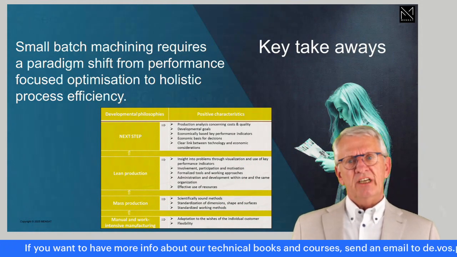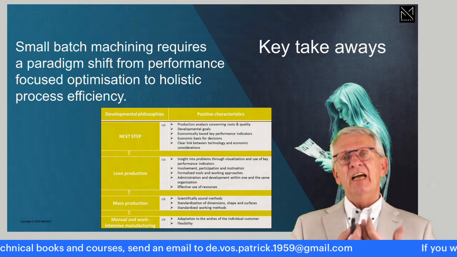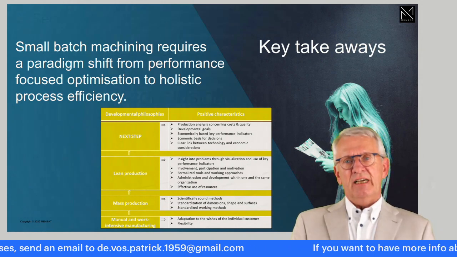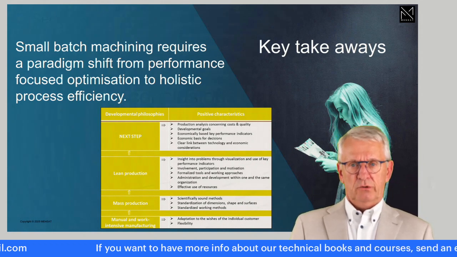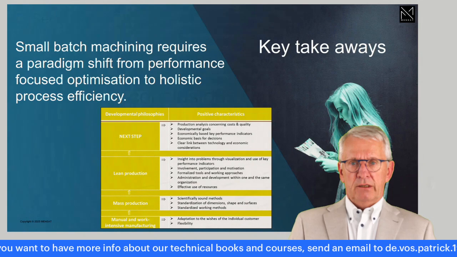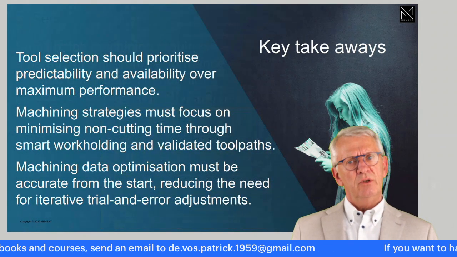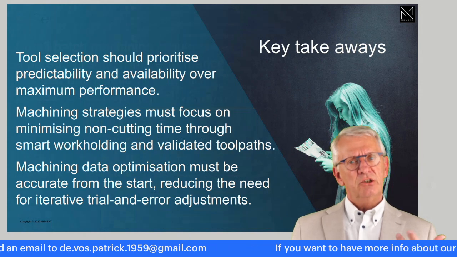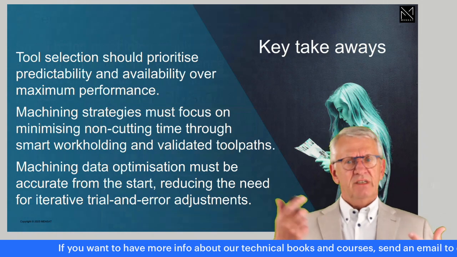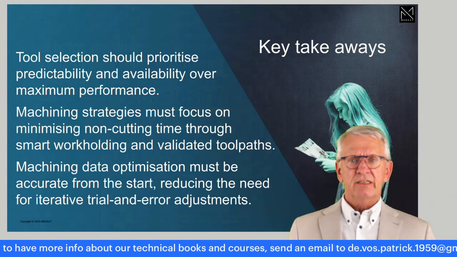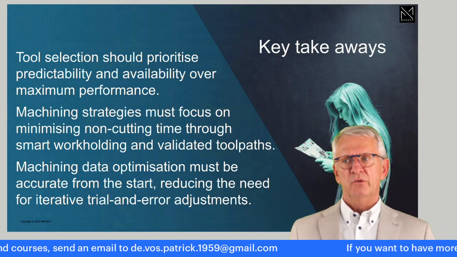Small batch production, one could say, is the next thing after mass production. And if it's the next reality, then we need the next step in how we approach machining as a production model or concept or process. That means that tool selection will be different. Tool selection is much more about reliability, universality, that type of thing. It's not about performance anymore, or just performance.